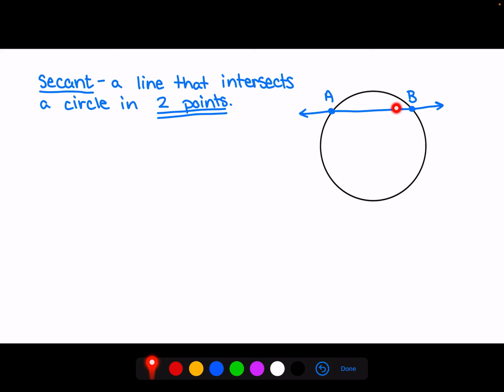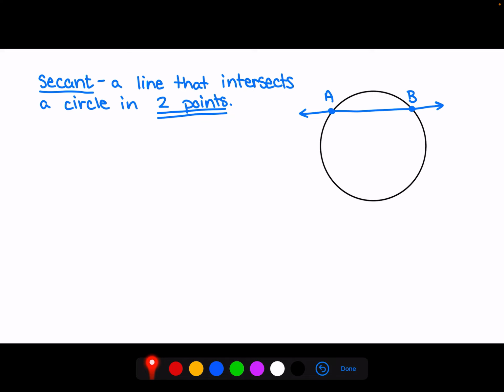Now, a secant must be a line. It cannot be a segment within the circle. It can be a segment outside the circle that connects to the circle itself, which we'll learn about later today when we talk about secant tangents. But again, a secant line is just a line that goes through the circle, intersecting it at 2 unique points.